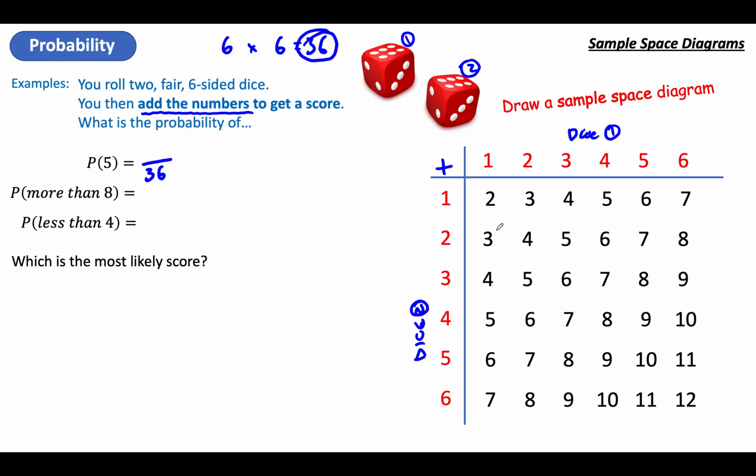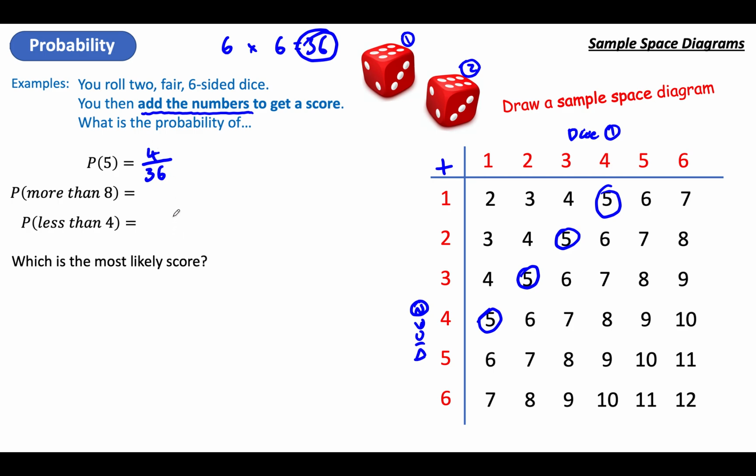Now what is my first question? Oh yeah, P of 5. Probability of rolling a 5. There's not just one way of getting a 5. There's actually 1, 2, should I just circle these for now? 1, 2, 3, 4 different ways of rolling a 5. So my answer is 4 out of 36.